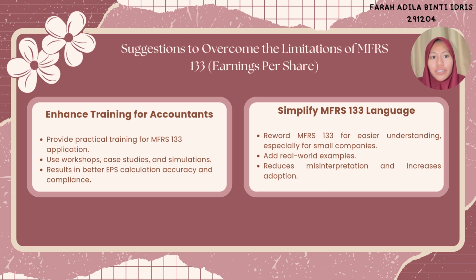And the second one, we recommend to exclude the non-recurring items from the EPS. Adjustments should be made to remove extraordinary one-time events like natural disaster losses or business division sales. So this ensures that EPS will reflect the company's core operating performance more accurately.